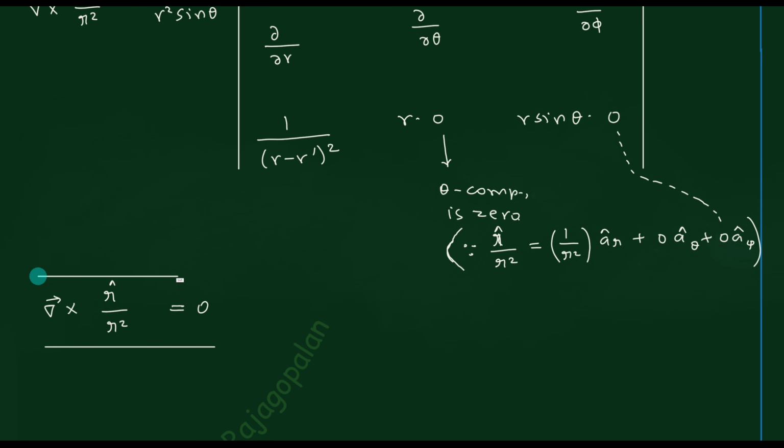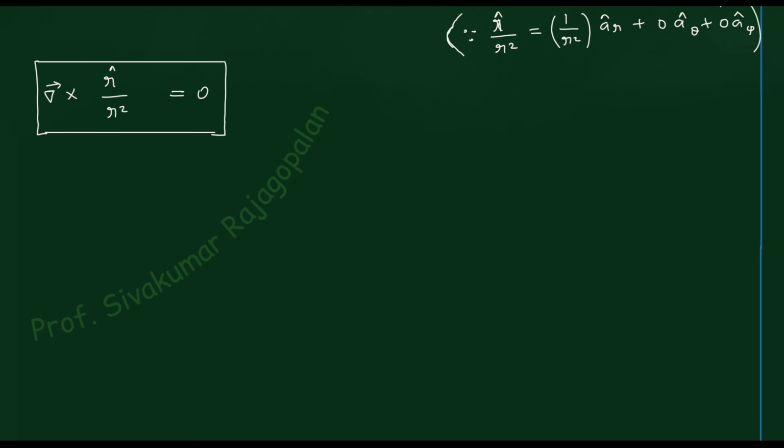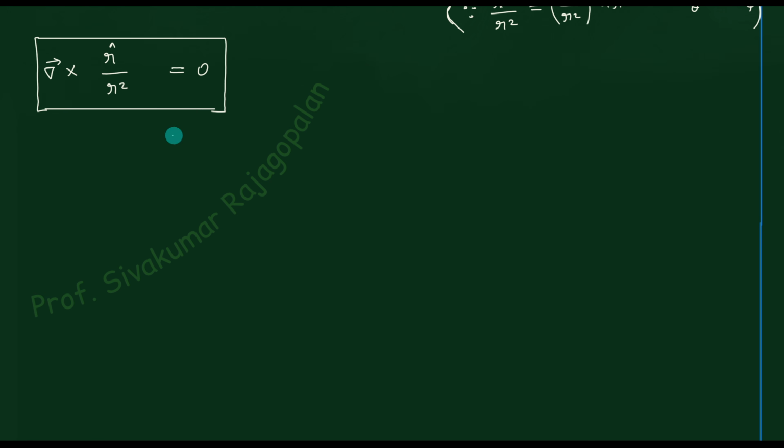So the result is that the curl of r cap by r square is 0. And once this is available to you, only then we can evaluate the curl of the electric field. Because now you understand why we always take r cap by r square. That is a part of the Coulomb's law. That is why it is very comfortable for us to use that.